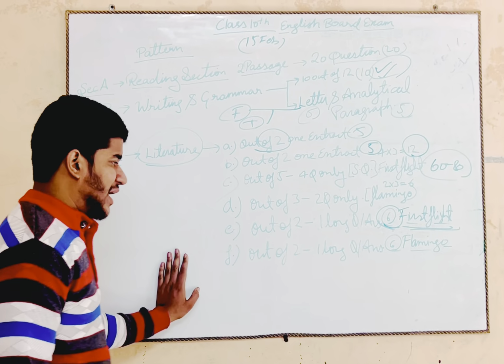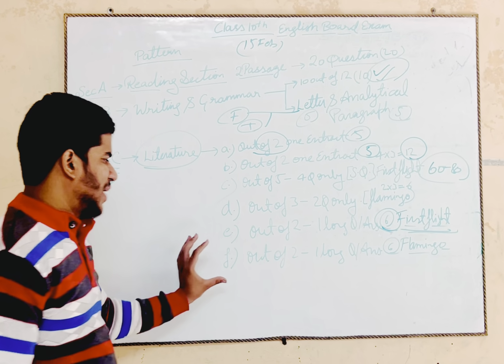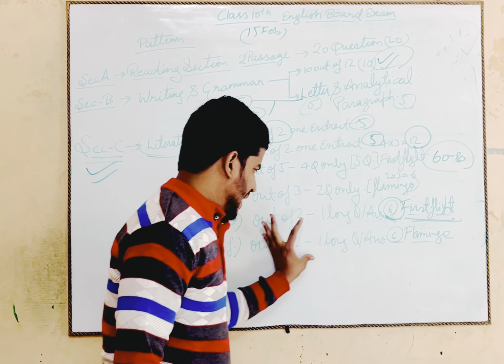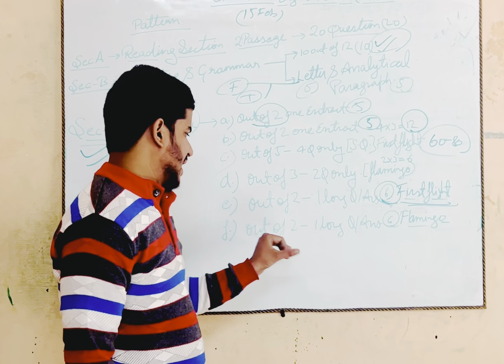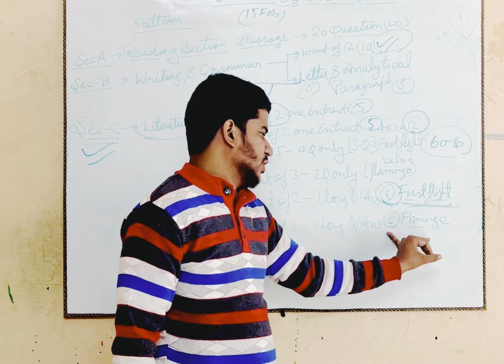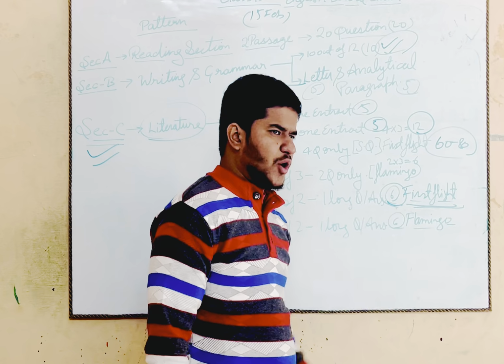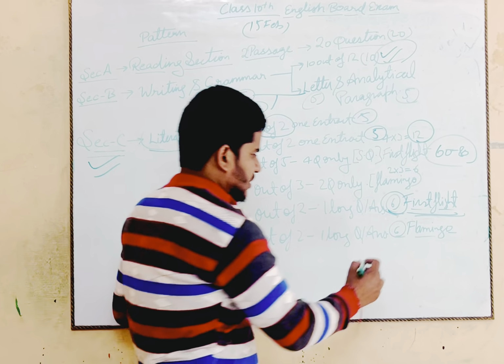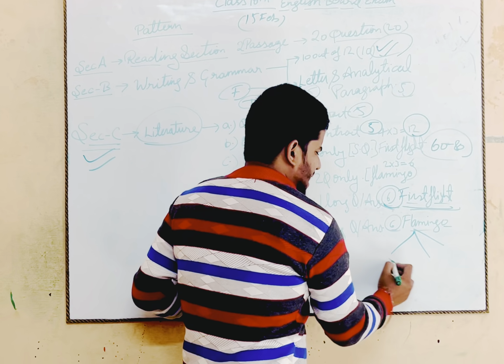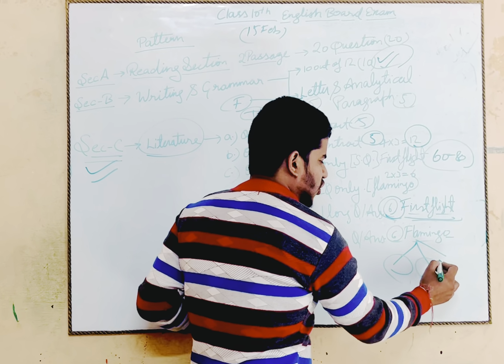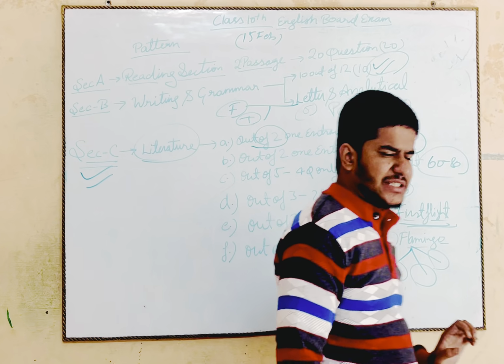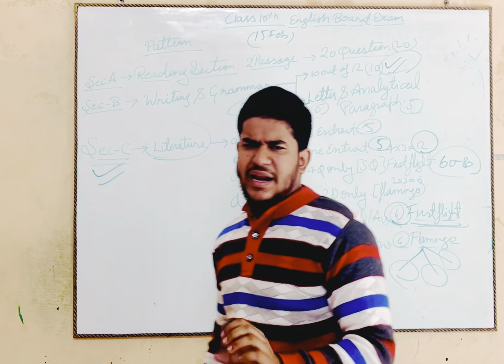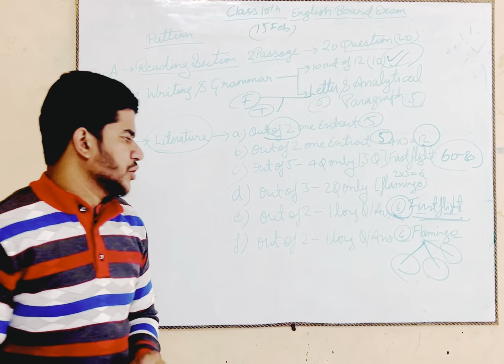Now we will move to the last part of this board exam, that is a long question again. Out of 2, 1 long question is to be attempted. That is from Flamingo and it will be a 6 marks question. Very important chapters are The Necklace, Volley, and Griffin as a Scientist. You can read these chapters and you can surely get 1 long question.